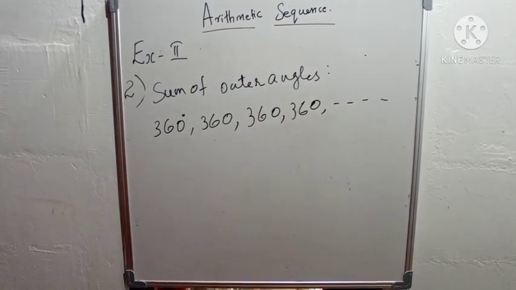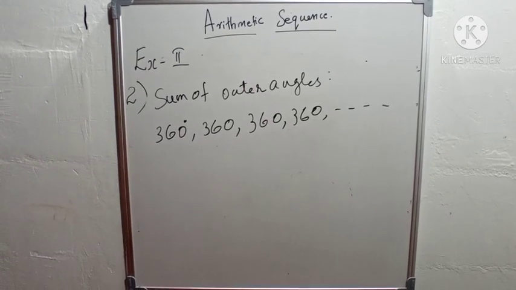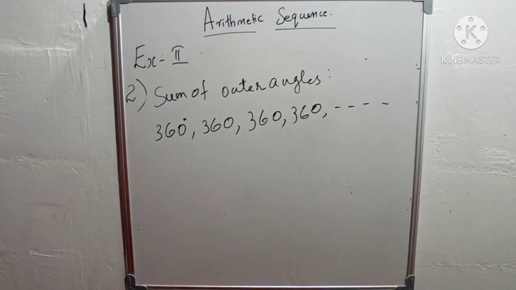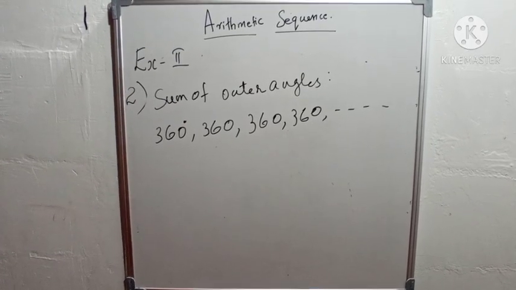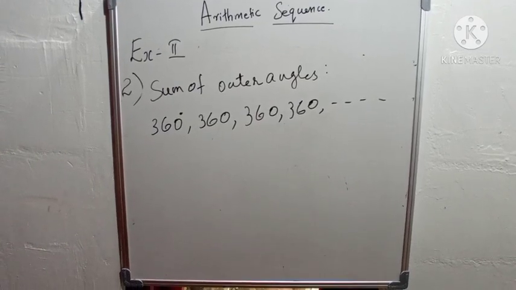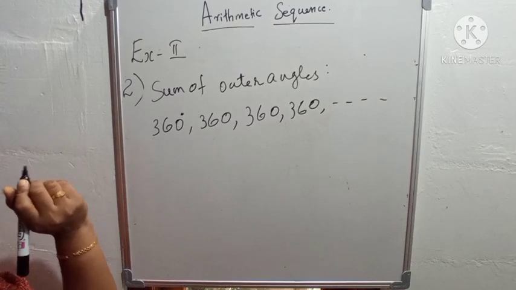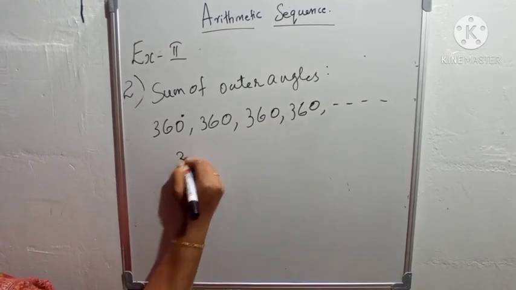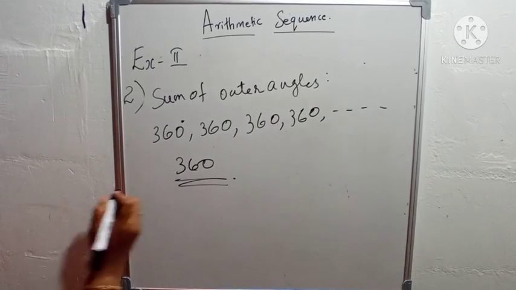So what is the general form? General form for any term, 360 is the answer. So the general form is also 360. No need of another general form. So the general form of this sequence is equal to 360. 360 itself is the general term.